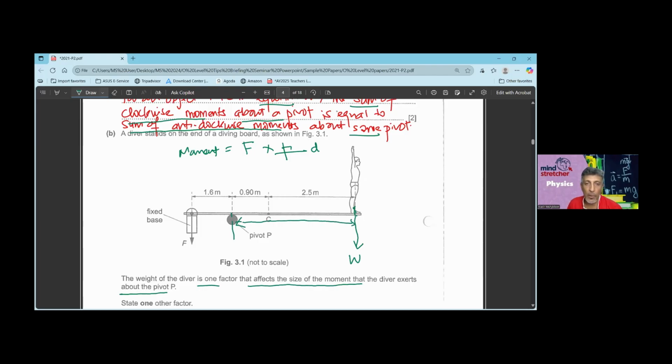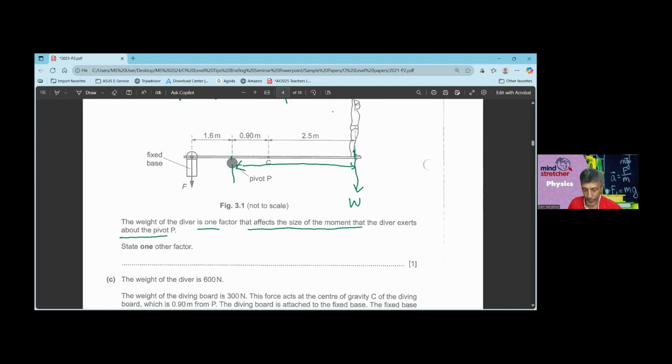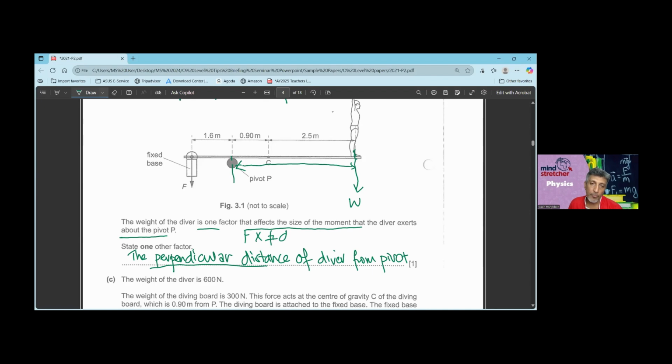So obviously you know that, yes, very good. The distance. Okay, let's be very specific. The perpendicular distance. Okay, the perpendicular distance of the diver. Okay, the perpendicular distance of diver from pivot. Okay, very good. So perpendicular distance. So because how do I know that? Because moments depends on force, which is the weight, times perpendicular distance.